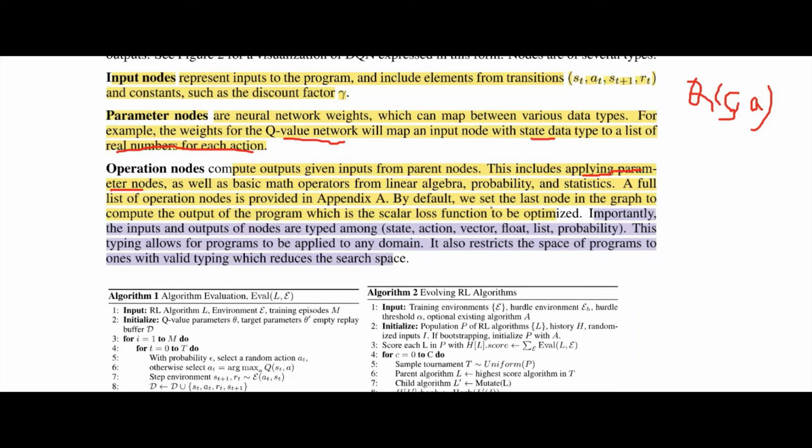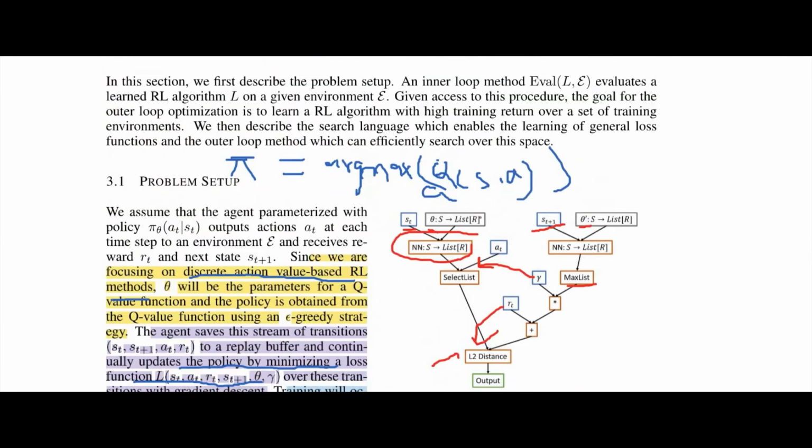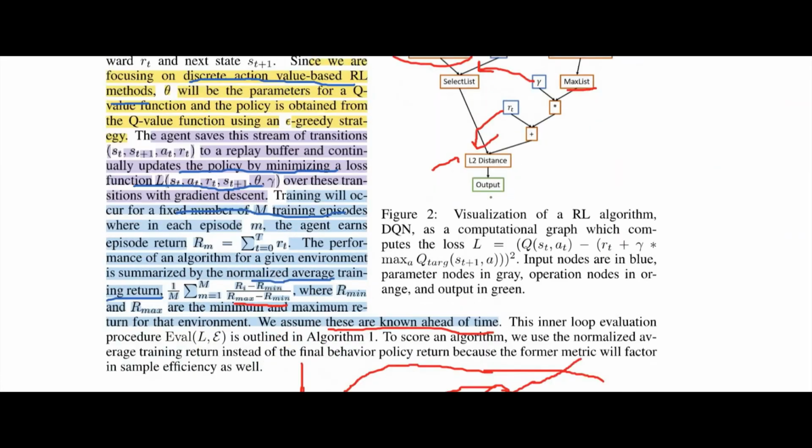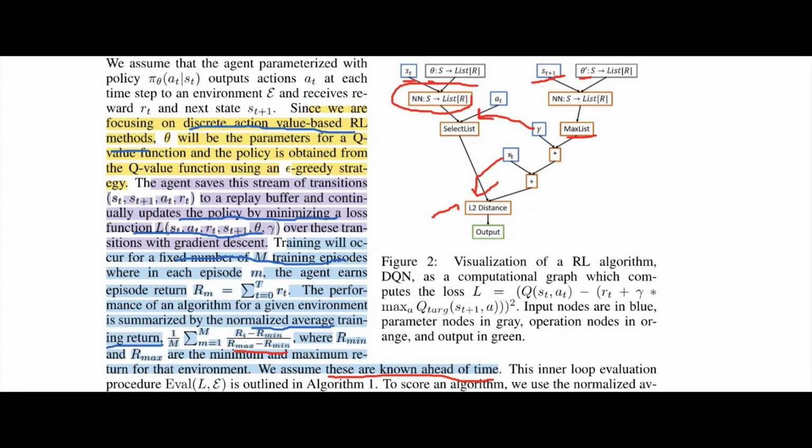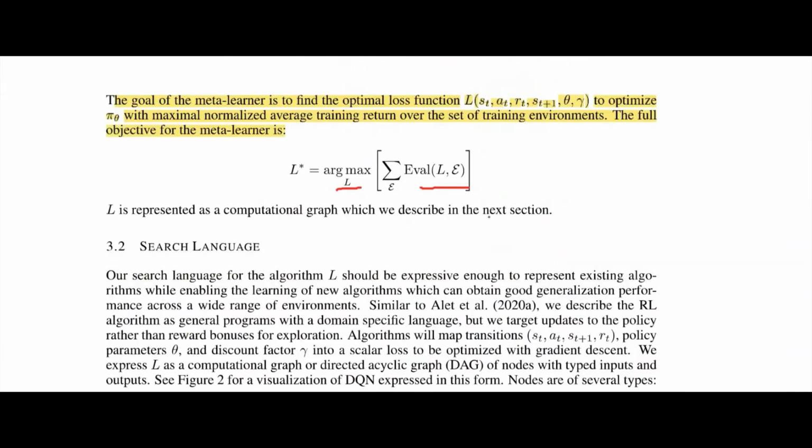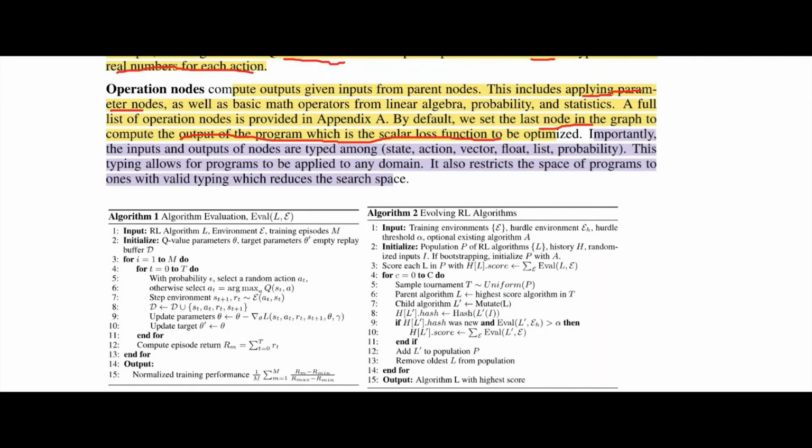Also, they set the last node in the graph to compute the output, and the output should be a scalar loss function. So they constrain that the last thing should be an operator which finally gives a single scalar, which is the loss's output. Also, they say that importantly, their inputs and outputs are typed among state, action, vector, float list, and probability. This allows programs to be applied to any domain while also restricting the space of programs to only valid typing.